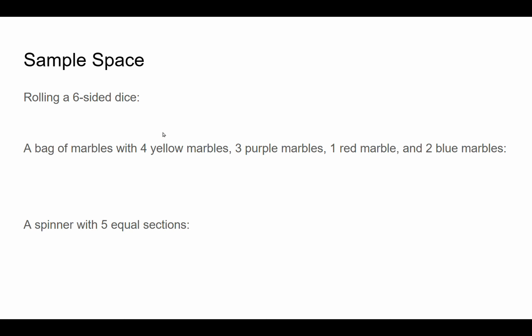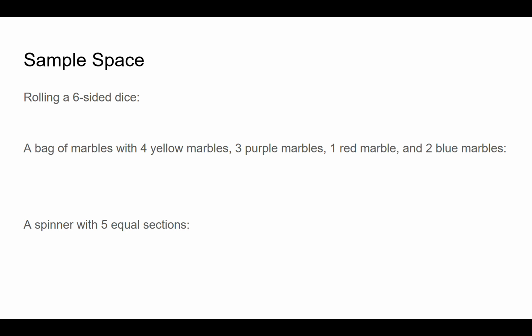All right, let's take a look at sample space. Sample space is something that we use when we're in our probability unit and we're talking about all possible outcomes of an event. An event being something like rolling a dice, picking a marble out of a bag, or spinning a spinner and seeing what we land on.